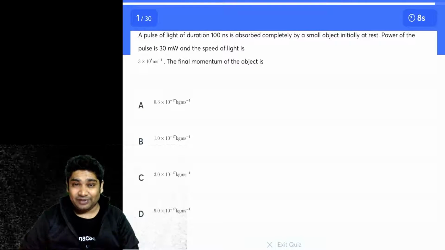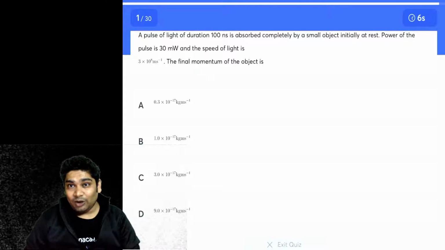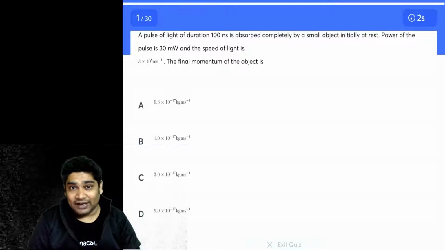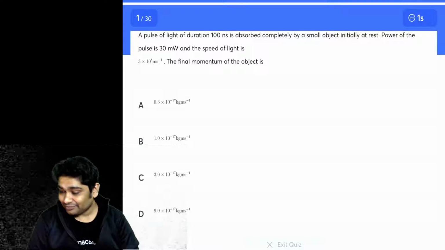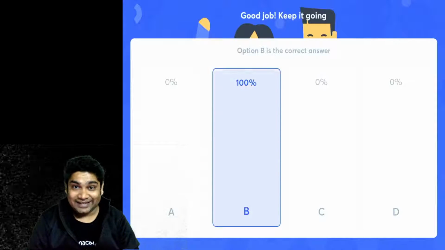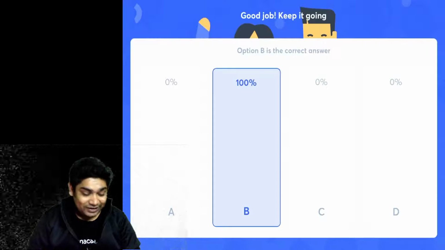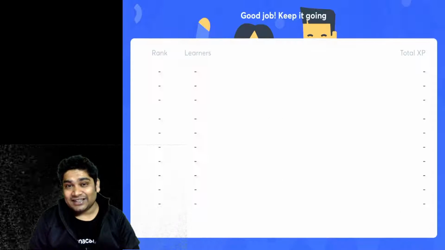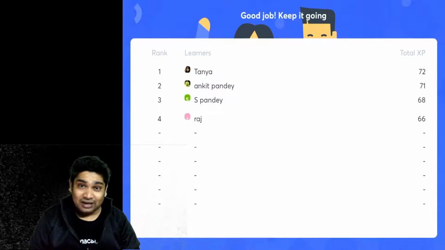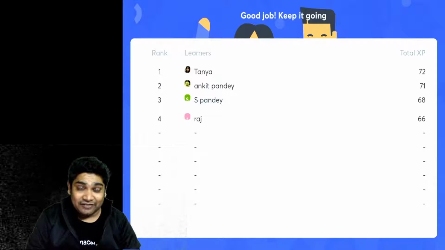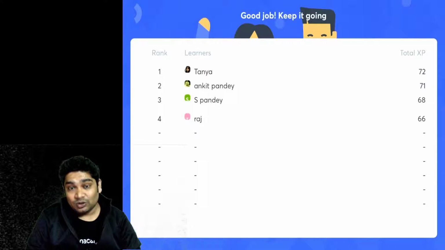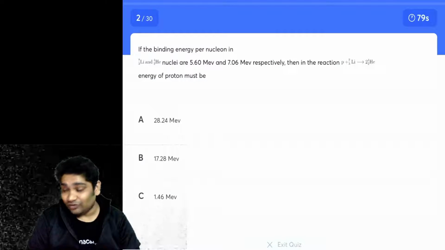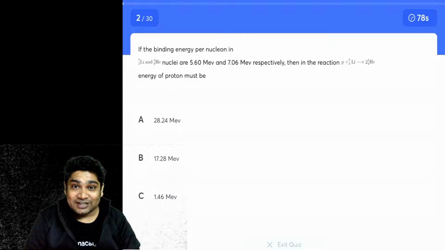If you remember your momentum of EM waves, this comes from the discussion that we have already had, so you should be able to answer this. People who are following my lectures would have done this. We have already talked about this in EM waves. The momentum of any light wave is E by C. So P into T would have given you E, and E by C would have given you the momentum. Well done, people. Let's move on to the next question.